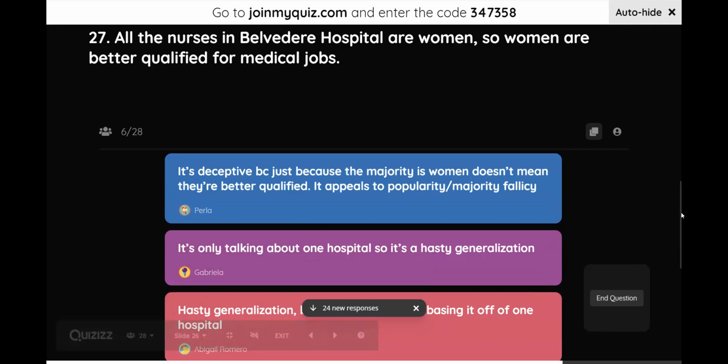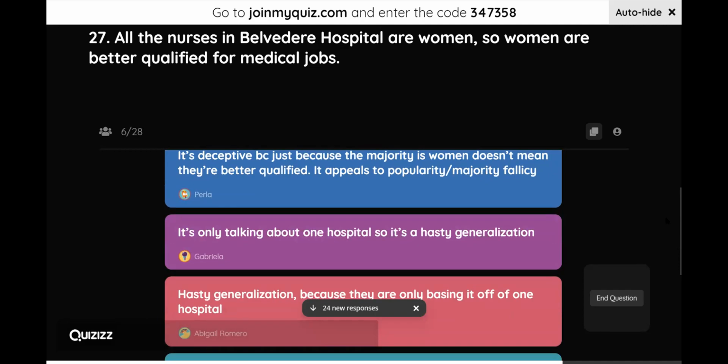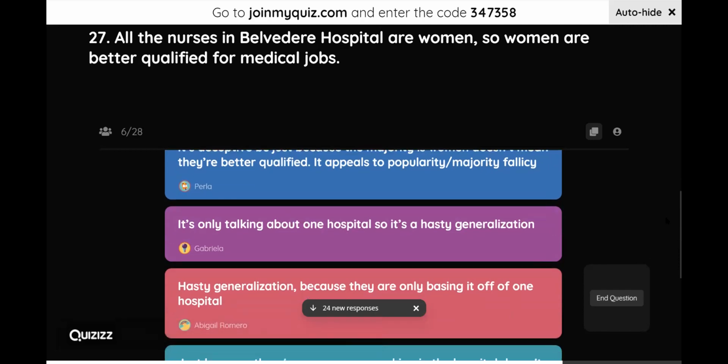Okay, hasty generalization because it's, I'm sorry, what was that? What's the one with ignorance? Appeal to ignorance? Oh, appeal to ignorance, my bad. Yeah, so if you're going to say appeal to ignorance, why would you say this is appeal to ignorance? I'd like to hear that.